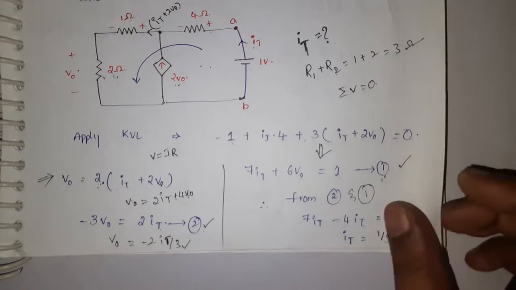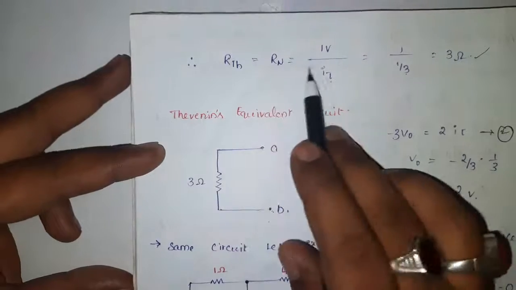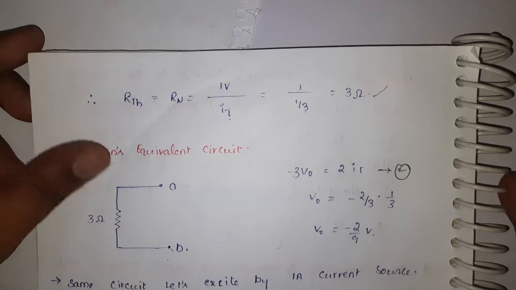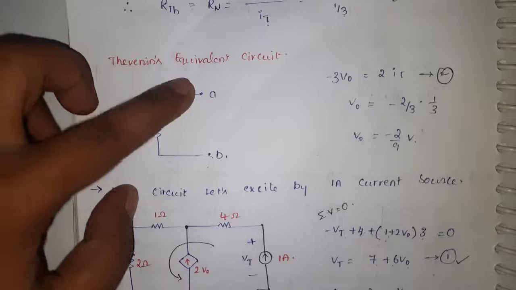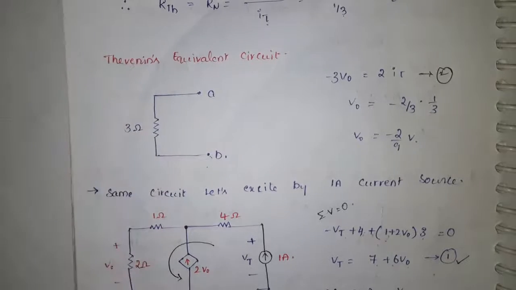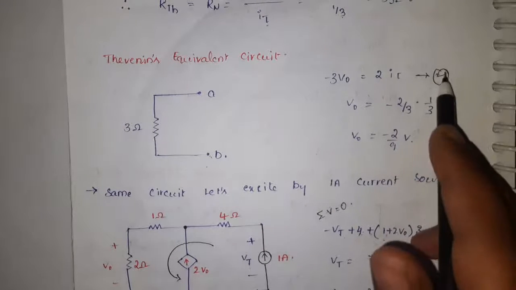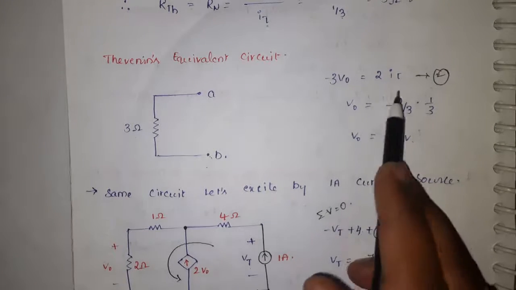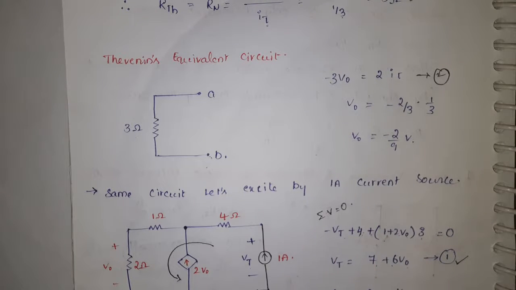So we have solved this problem. What will be the Thevenin's equivalent resistance? RTH equal to 1 volt by IT, which is 1 by 1 by 3 ampere, which is equal to 3 ohm. The equivalent circuit will be 3 ohm across the terminals AB. From equation number 2, if we put the IT value, we get the V0 value as minus 2 by 9 volt. That will be the solution.